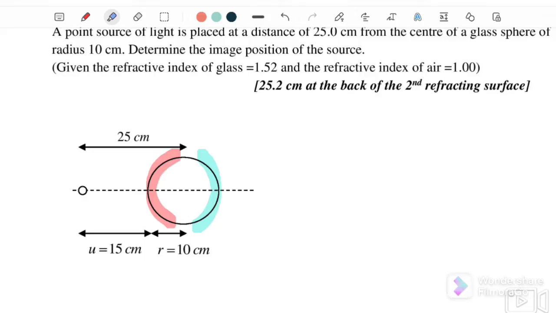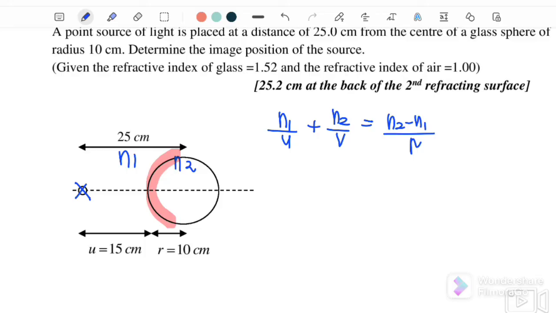Let's label the surfaces: this is 1, this is 2, this is 3. The first round is between 1 and 2, so I wrap this one first. Because the object is here, this is N1, and the glass sphere is N2. So we substitute into N1 over U plus N2 over V equals N2 minus N1 over R.